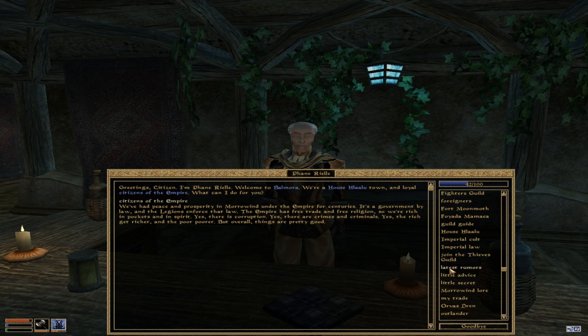We've had peace and prosperity in Morrowind under the Empire for centuries. It's a government by law, and the legions enforce that law. The Empire has free trade and free religion, so we are rich in pockets and in spirits. Yes, there is corruption. Yes, there are crimes and criminals. Yes, the rich get richer and the poor poorer. But overall, things are pretty good.